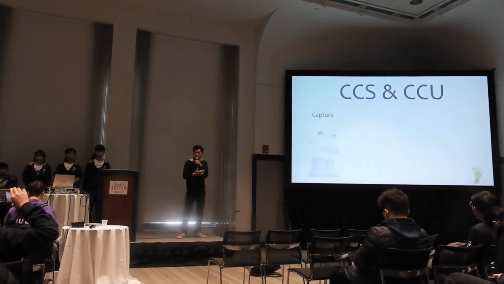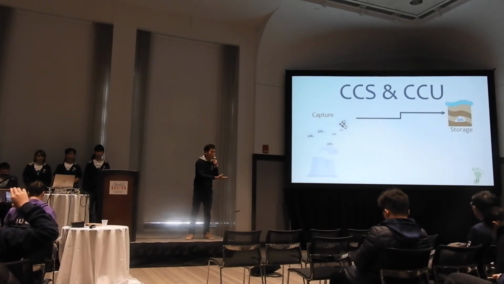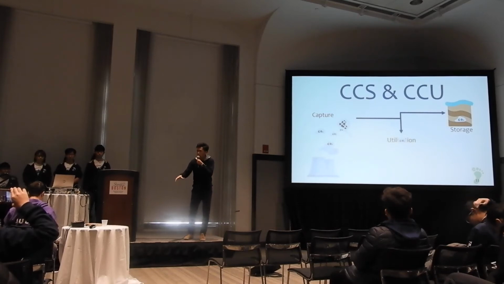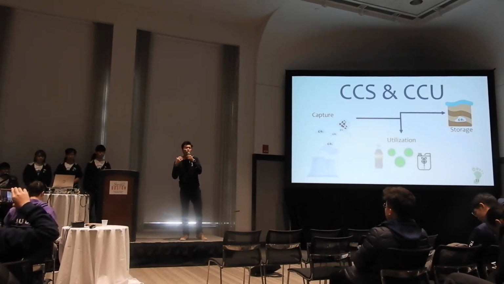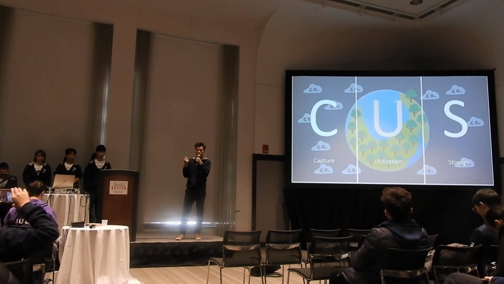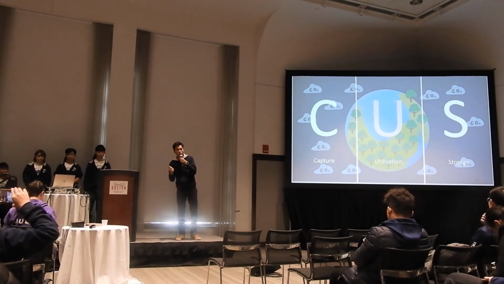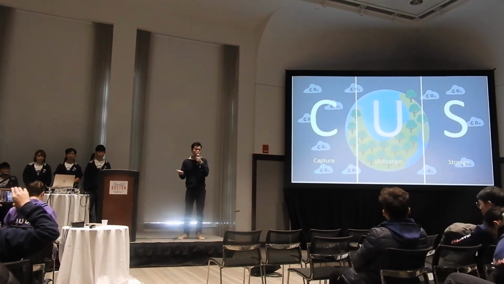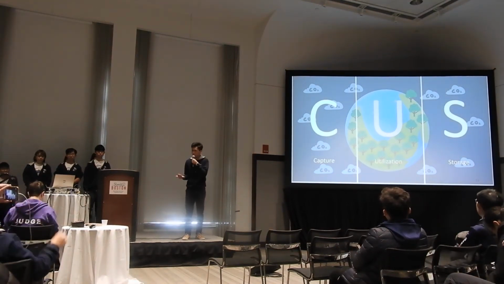CCS is a method whereby carbon dioxide is captured and transferred to long-term storage, while CCU is capturing carbon dioxide and converting it into byproducts. Utilization is the key of carbon capture because it can counterbalance the financial burden of the project. But CO2 is hard to use.